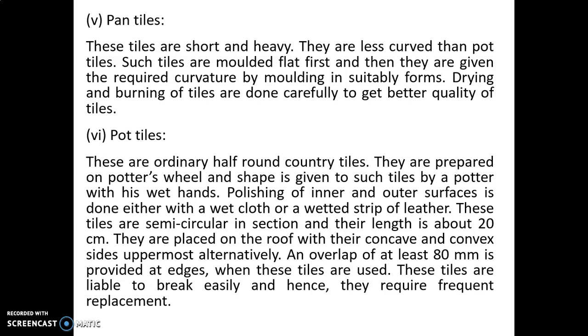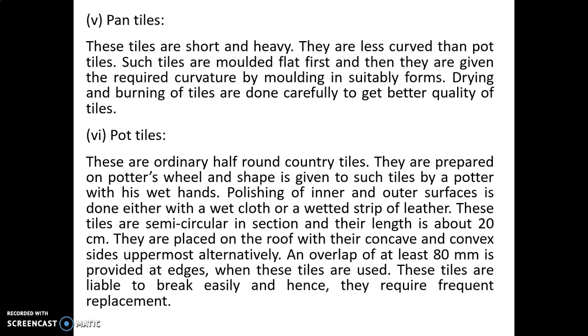Pot tiles. These are ordinary country tiles. They are prepared on a potter's wheel and shape is given to such tiles by a potter with his wet hands. Polishing of inner and outer surface is done either with a wet cloth or a wetted strip of leather. These tiles are semicircular in section and their length is about 20 cm.